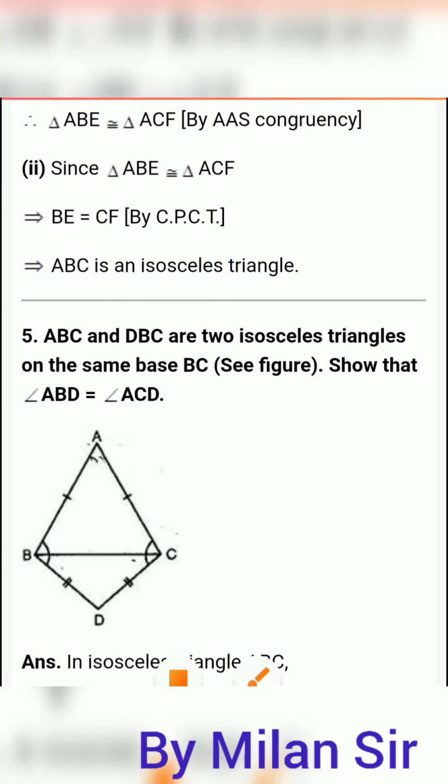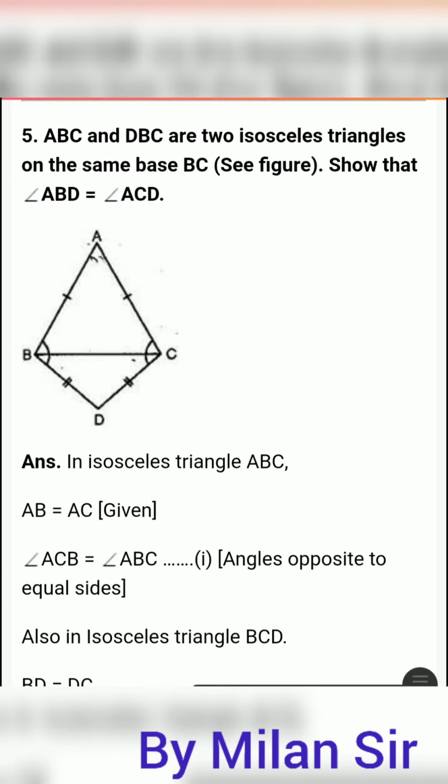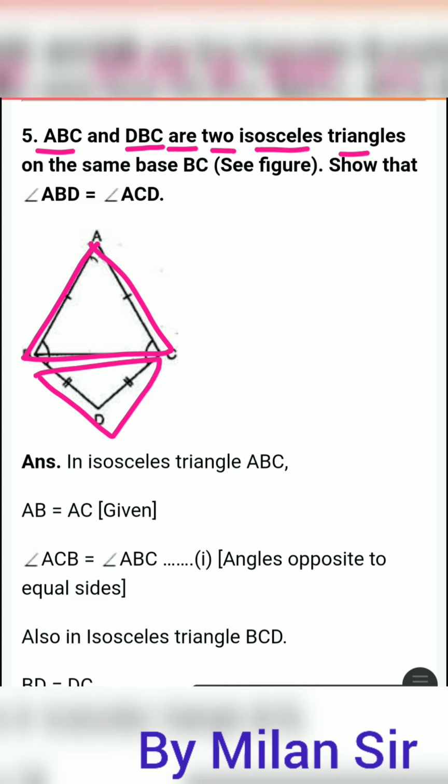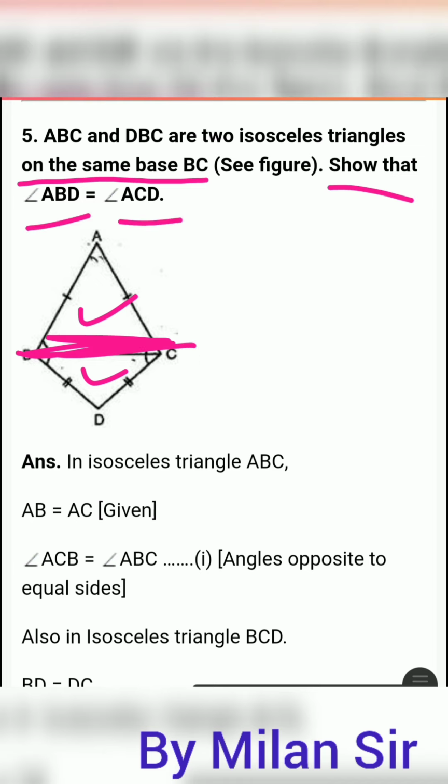Then next is question number 5. Now read the question. ABC, that means this triangle, and DBC, that means this lower triangle, are two isosceles triangles. Both triangles are isosceles triangles on the same base BC. Show that angle ABD is equal to angle ACD.